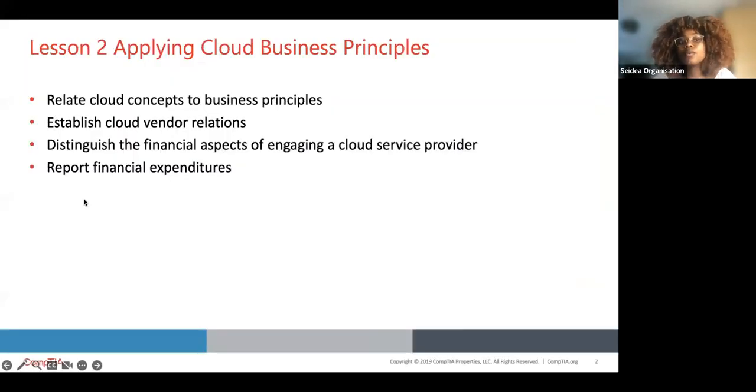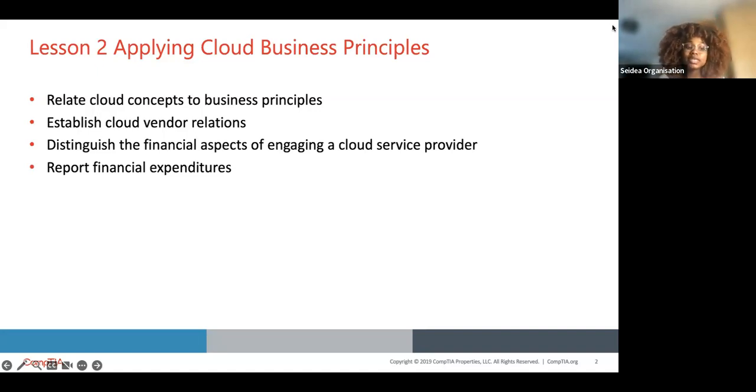So lesson 2 is all about how do we apply business principles. When I say that, what do I actually mean by that, right? It's how do we relate cloud concepts to business principles? How do we establish cloud vendor relations? How do we distinguish the financial aspects of engaging with a cloud provider, and also the operational aspect as well? And we're also going to be looking at how do you report financial expenditures.